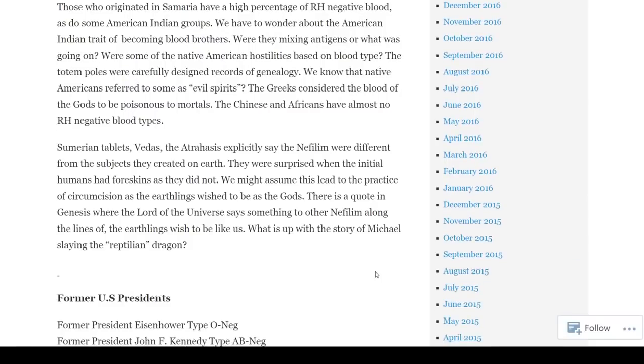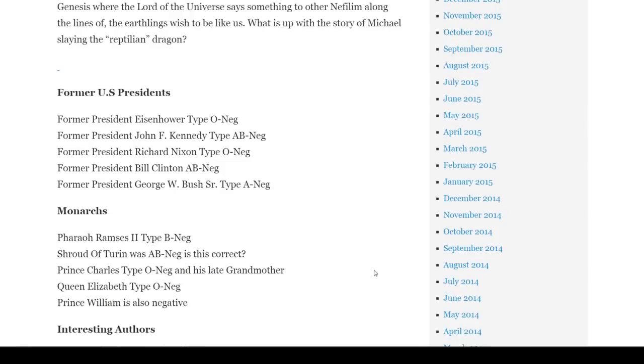But anyway, Eisenhower, type O negative, Kennedy, AB negative, Nixon, O negative, Bill Clinton, AB negative, George Bush, A negative. And then somehow they know what Ramses, the pharaoh, was. I guess they got his DNA. B negative. Shroud of Turin, AB negative. Prince Charles, O negative. Queen Elizabeth, O negative. Prince William, negative. Zechariah Sitchin himself was negative. Brad Steiger, O negative. Erich von Däniken, O negative. Robert Anton Wilson, negative. And it goes on. So it's fascinating stuff.